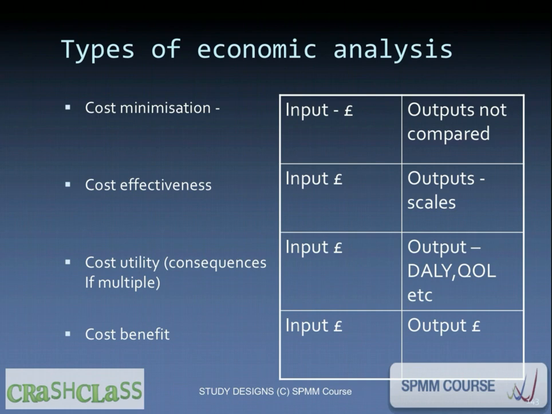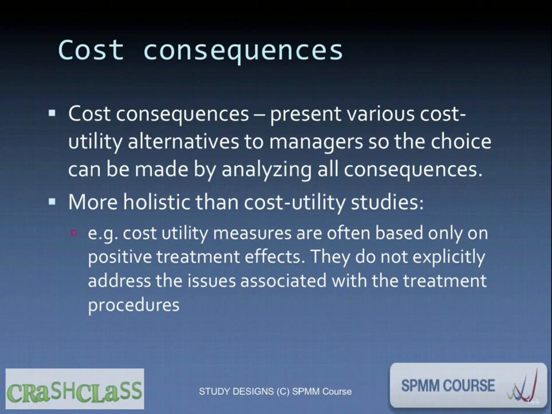So cost consequences is nothing but a multi-dimensional measure of outcome, which includes a number of scales, or a number of different utility measures. It's more holistic than cost utility studies because it is not based on a single dimension. This helps managers to analyze various alternatives.